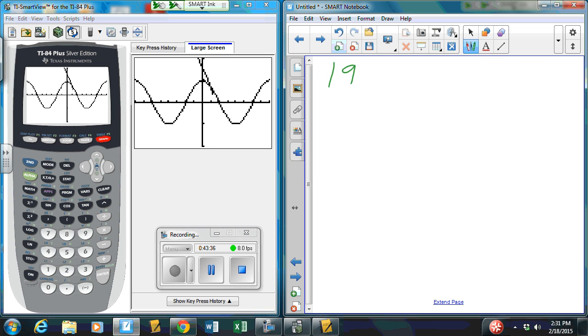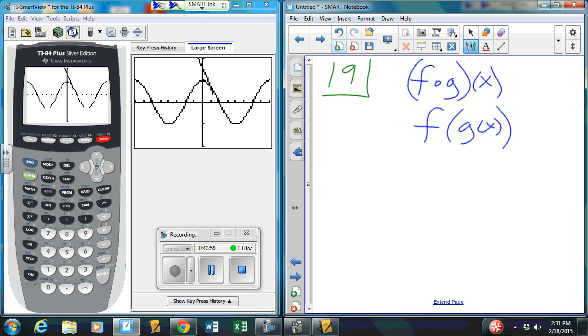You ready now? Okay, number 19. Do you guys remember compositions of functions, first of all? You guys remember if you have f composed of g of x? Raise your hand if you remember doing this stuff last year. F composed of g of x. The other way you can write that is f of g of x. Do you remember that? Okay. Nick? You remember doing this stuff?